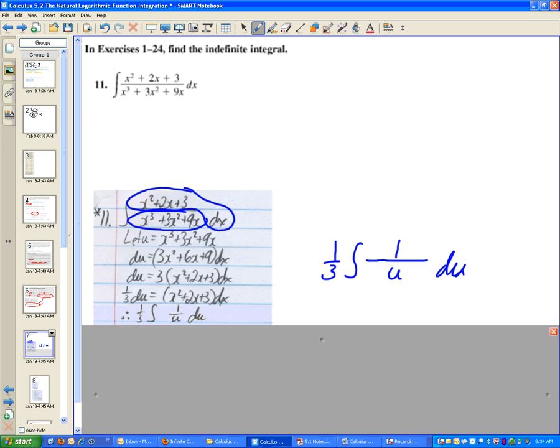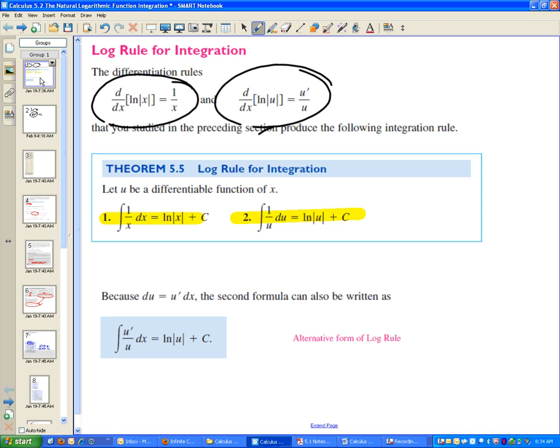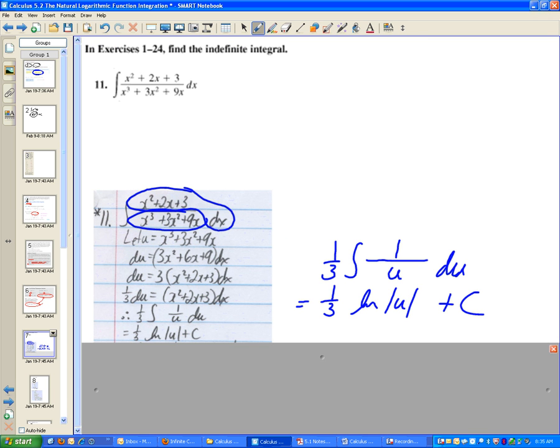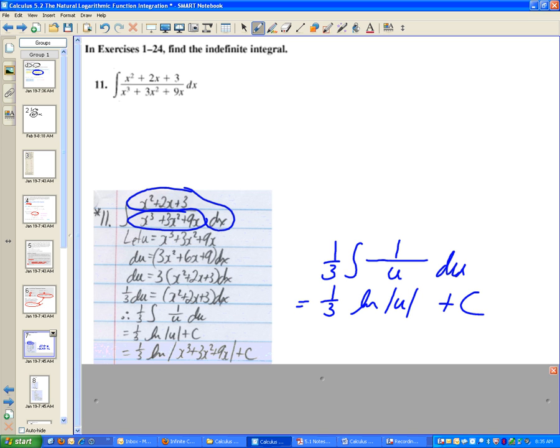You with me on the substitution? All right. So we leave the 1/3 out in front. What is the integral of 1 over u du? Natural log, absolute value of u, plus c. Remember? So that gets us this far. And what's the only thing left to do? Put the x's back in for u. And there we go.